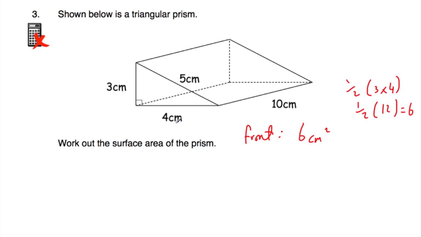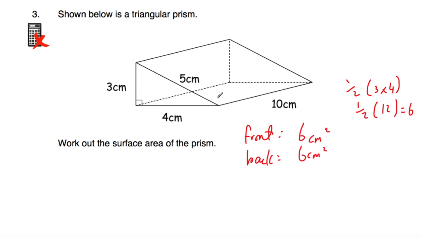So as long as you half, either you times them and then half it, or half one of them and then times them. So the area of the front of this triangular prism is 6 centimeters squared. So that means the back will also have an area of 6 centimeters squared as well. So that's the front and the back. So they've got areas of 6 centimeters squared each. Now let's consider the bottom.